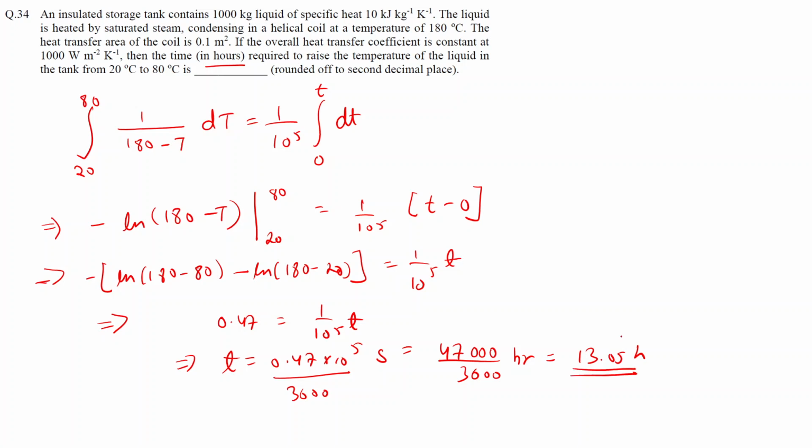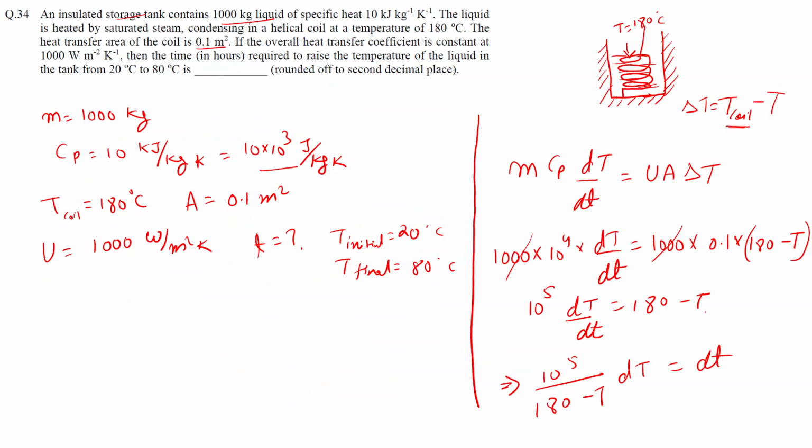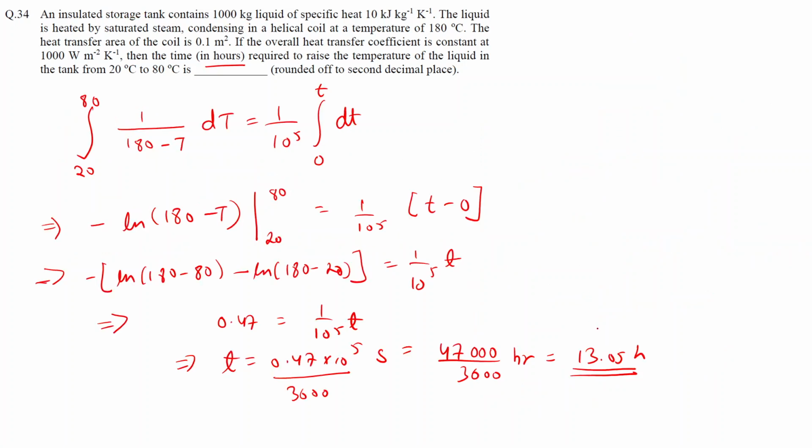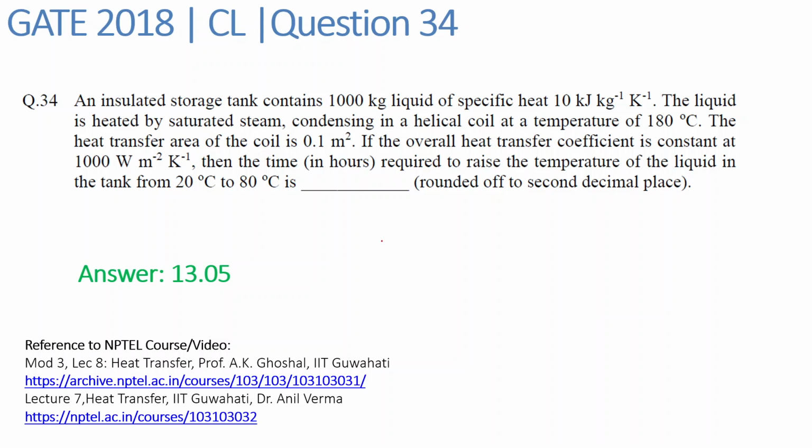In this given question, we wrote the unsteady state energy balance, that is m Cp delta T equal to UA delta T, and found the time required to raise the temperature by the given delta T. And the final answer is 13.05, and we have to write it in second decimal places. So we will report the answer as 13.05.